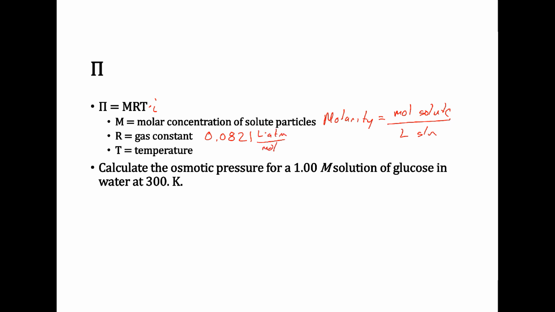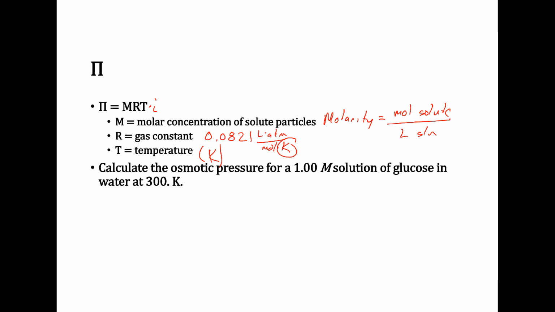R is the gas constant, and the gas constant that we will use is 0.0821 liter atmospheres per mole Kelvin. You could use another gas constant if you desire the pressure in another unit. But now the temperature, since we're using the gas constant, notice that the temperature is in Kelvin, so we have to convert our temperature into Kelvin as well.